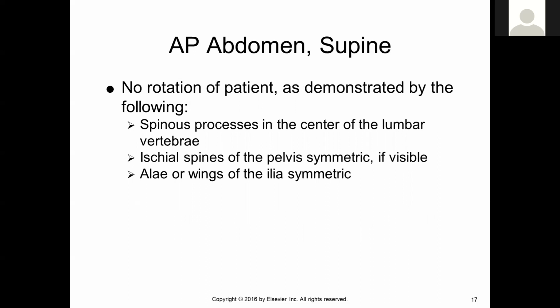More checks for rotation. The spinous processes of your lumbar vertebrae should be in the center. Ischial spines of the pelvis should be symmetric. These are not always visible. But the wings of the ilium should be symmetrical. I have an image coming up where I'll show you what that looks like. The two broad butterfly wing shapes of the pelvis, or elephant ear shapes, should look equal on both sides.